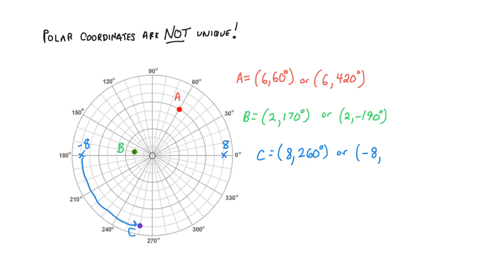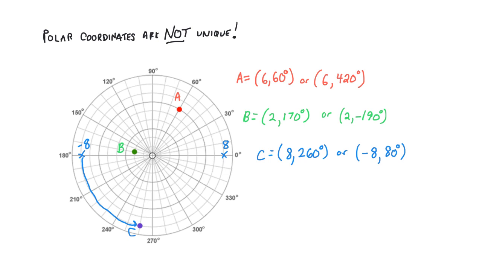up at point C. And the distance that I would have to wrap along from negative 8 all the way to point C is just going to be 80 degrees. So that's yet another way that I could describe the coordinates of point C.